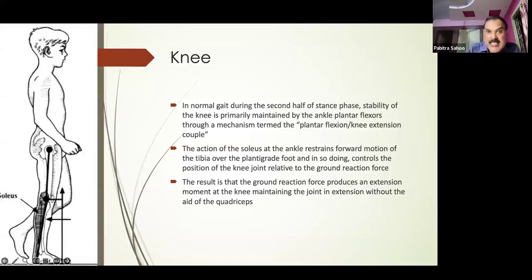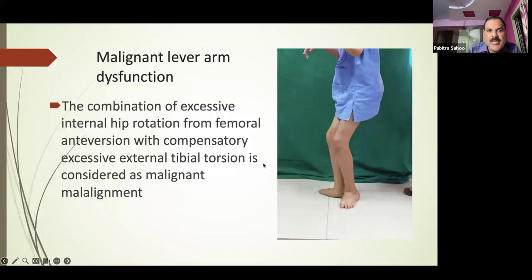When this foot rotation and the femoral anteversion with compensatory external rotations are combined, that's called malignant lever arm dysfunction. Very soon the patient will go into crouch and is very difficult to manage. So we have to differentiate and separate the knee, hip and foot problems, so that they are not combined and do not land in malignant lever arm dysfunction.